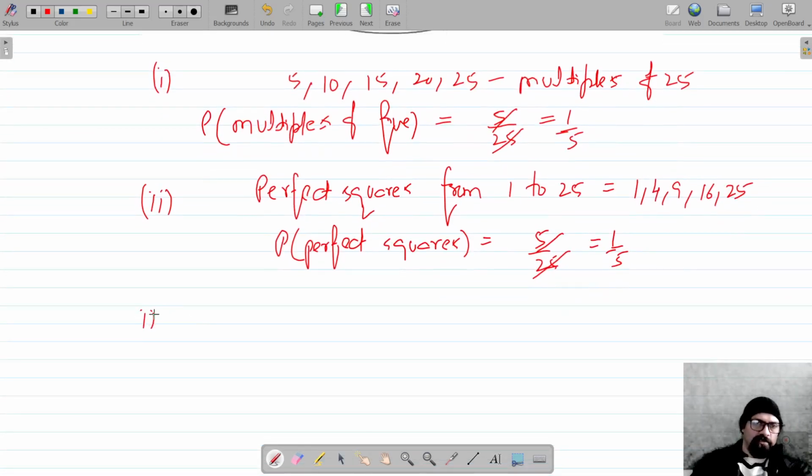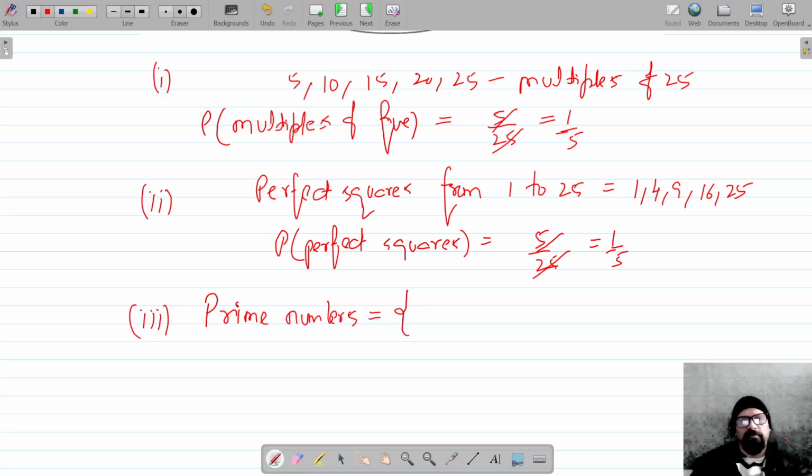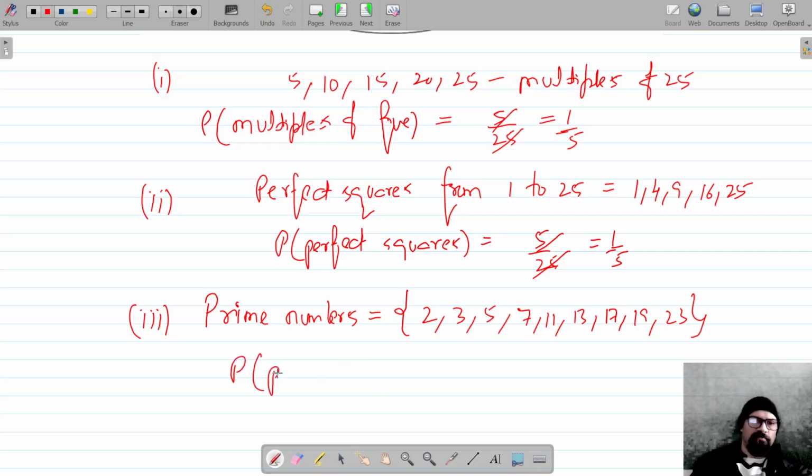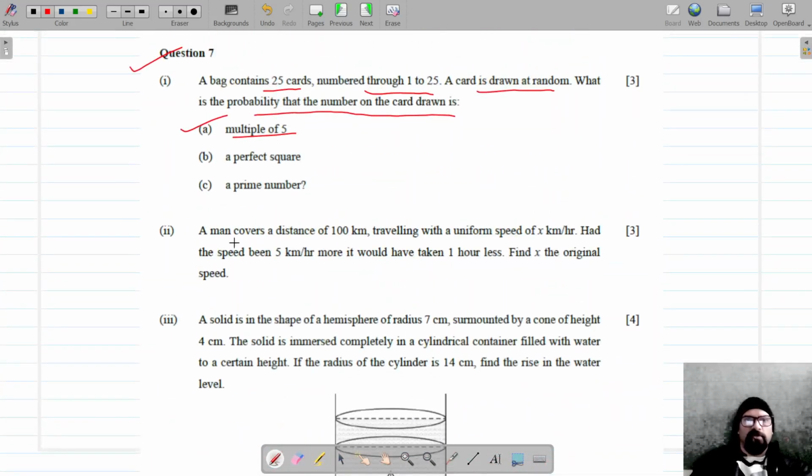So let's write down the prime numbers. One is neither prime nor composite. The primes are 2, 3, 5, 7, 11, 13, 17, 19, and 23. If we count them, these are 9. So the probability of prime numbers from 1 to 25 is 9 by 25. Okay, moving on to the second question.